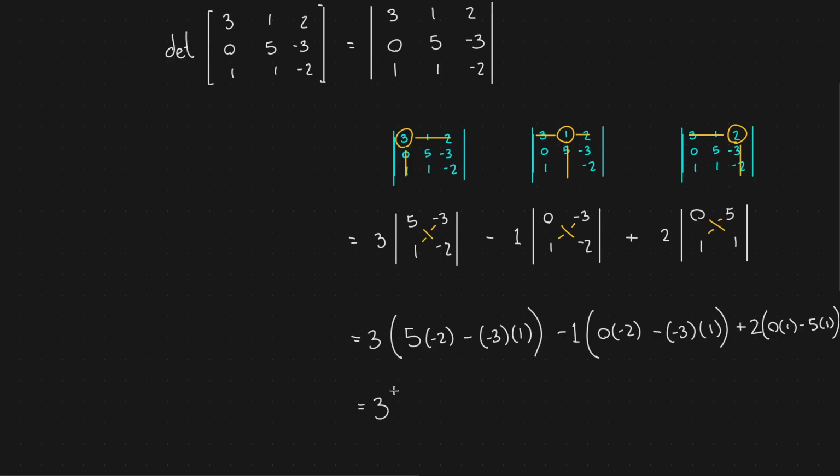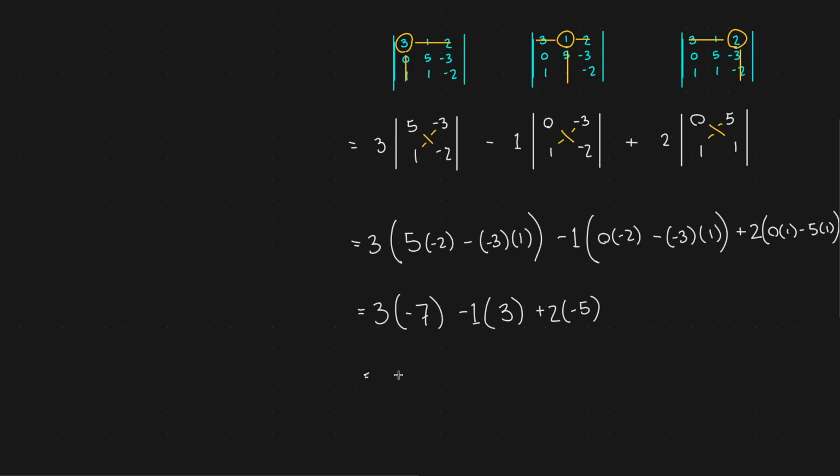Okay, and so I get 3 times, let's see, negative 10 plus 3, that's negative 7. Minus 1 times, I have 0 plus 3, that'll be 3. Plus 2, and then 0 times 1 is 0, minus 5 times 1 is negative 5. So I get negative 21 minus 3 minus 10. And that's negative 34 is the determinant of the 3 by 3 matrix.